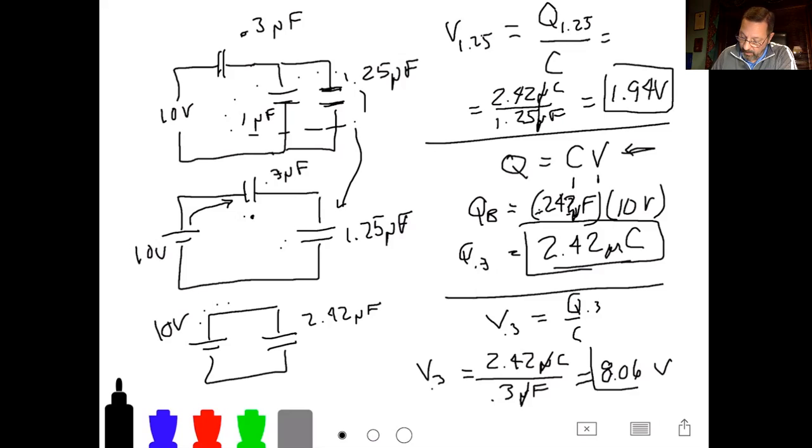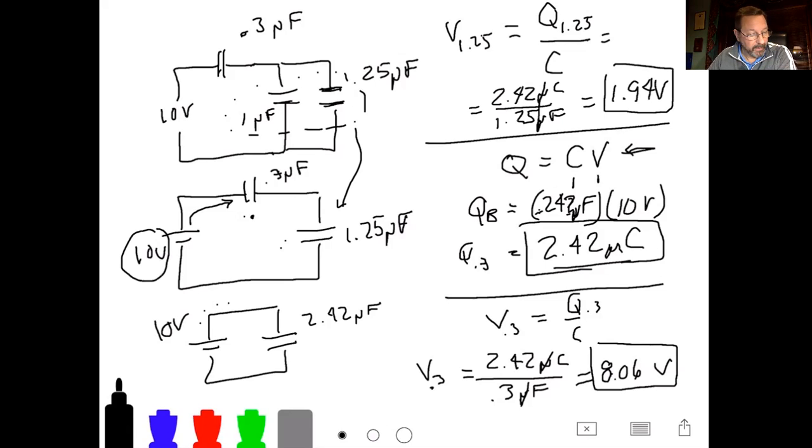We've found that the voltage across the 0.3 microfarad capacitor is 8.06, and the voltage across the 1.25 microfarad capacitor is 1.94 volts. And if you look at the two and you add them up, hopefully you can see that they add up to be 10 volts. But wait a minute, that isn't the question that we were asked.